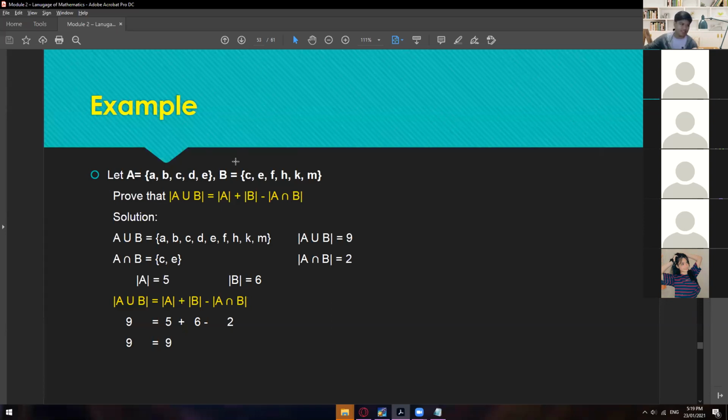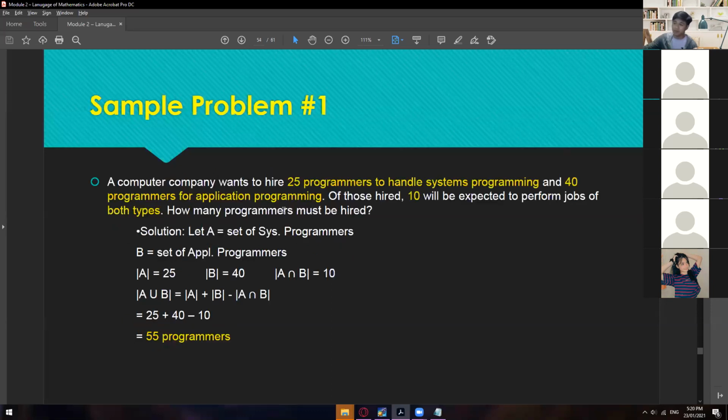We now only have 8 slides. So this is for theorem number 1. We have here another example for theorem number 1 so that you guys know where to use such theorem. A computer company wants to hire 25 programmers to handle systems programming and 40 programmers for application programming. Of those hired programmers, 10 will be expected to perform jobs of both types. The question here is, how many programmers must be hired? So here's the solution.